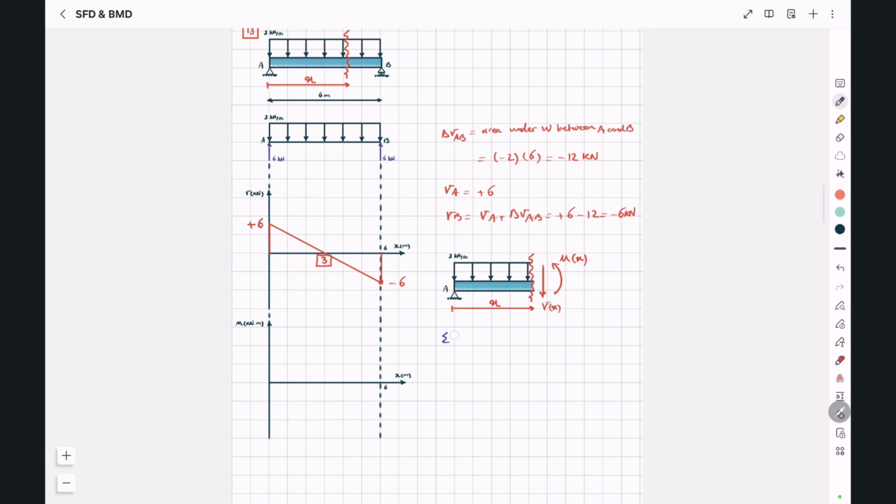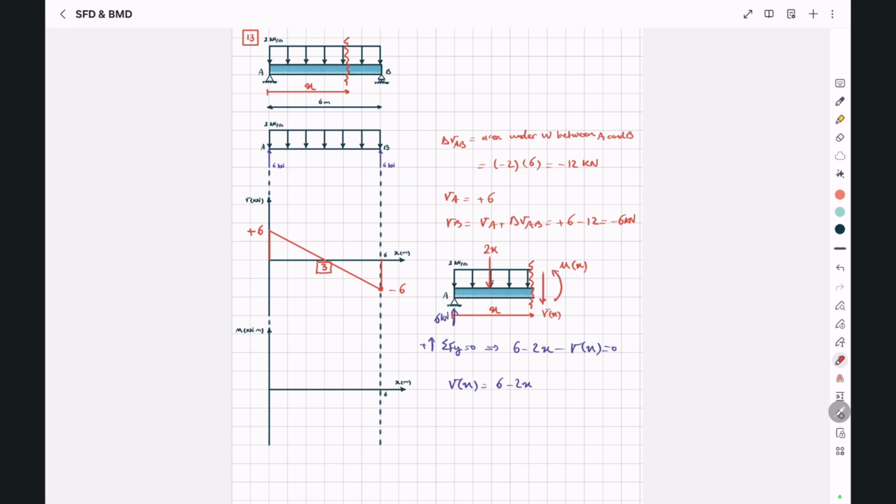Now, in the y direction, we have 6 kilonewton here, minus this resultant force, which has a magnitude of 2 multiplied by x, or 2x, minus Vx, is equal to 0. So Vx is equal to 6 minus 2x. And we know that at this point x, the shear force is equal to 0. So Vx is equal to 0, and 6 minus 2x equals 0, which gives you x equal to 3, which is the same as the value that we could guess by looking at our shear diagram.